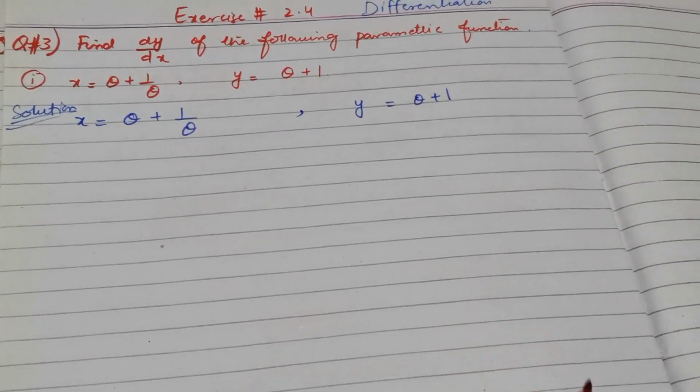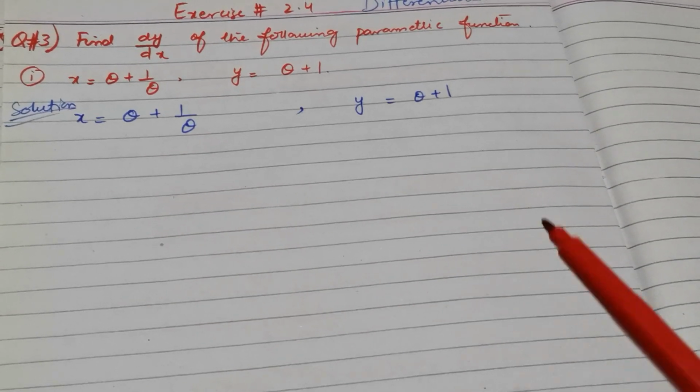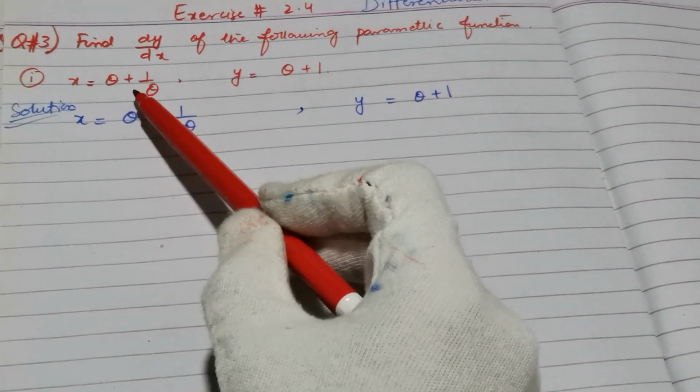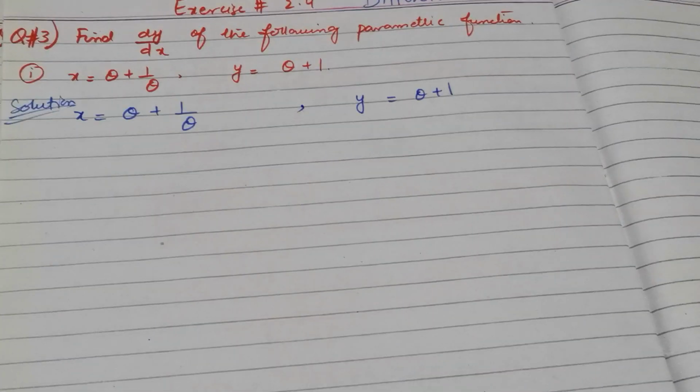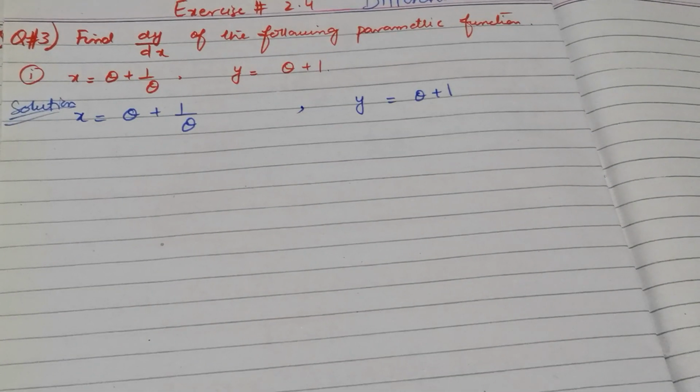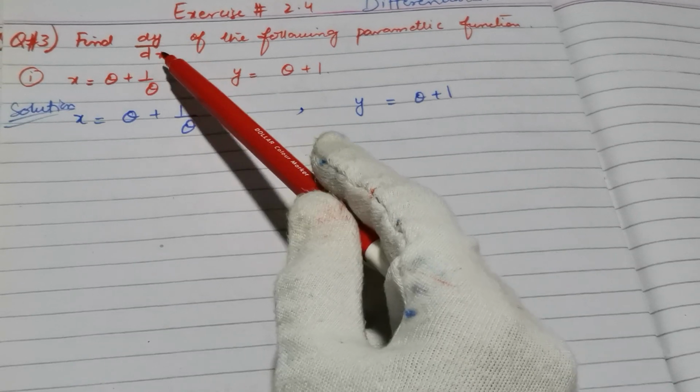Today I'm gonna teach you question number 3. Find dy by dx of the parametric function. We can see that this is a parametric function. If theta is involved, it means that the function is a parametric function and we want to find the value of dy by dx.